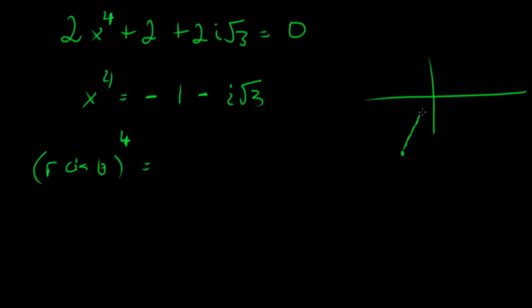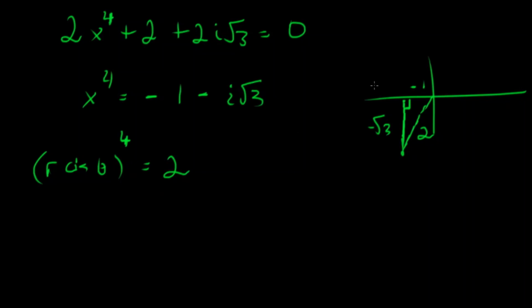We're down here. Let me go ahead and draw this triangle. We got a negative 1 here, we have a negative root 3. What is the magnitude here? 1 squared plus root 3 squared is going to be the square root of 4, which is 2. Cool, so our modulus is 2.